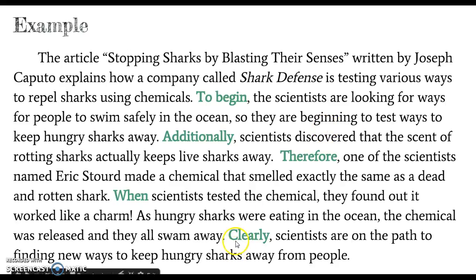So you can see I used my final transition word, and here I am restating the central idea of the entire text. I hope this helps you write your own objective summaries.